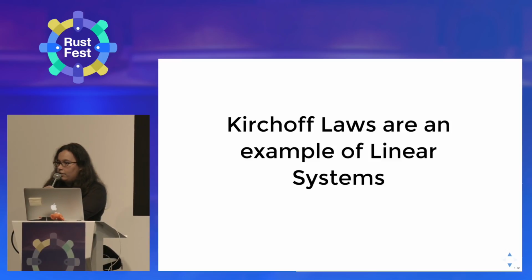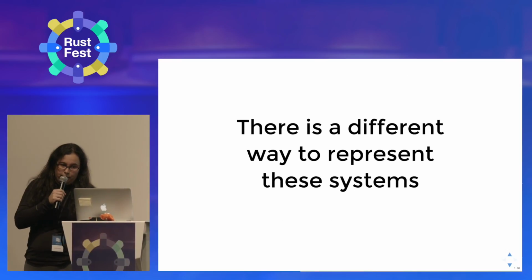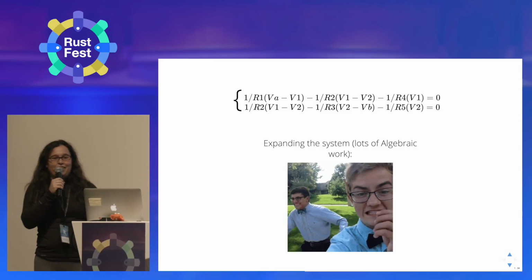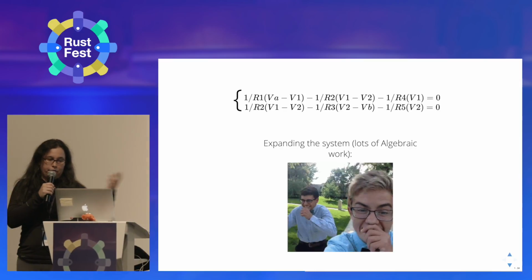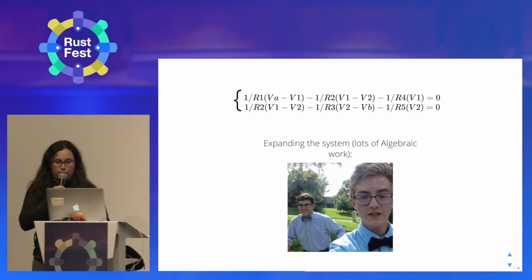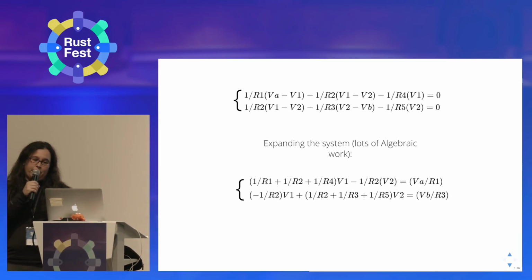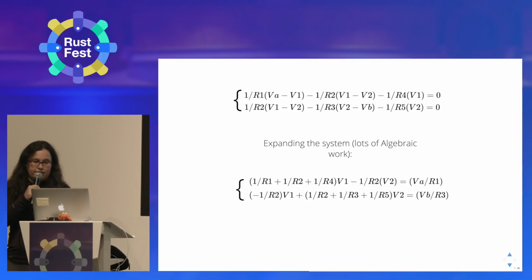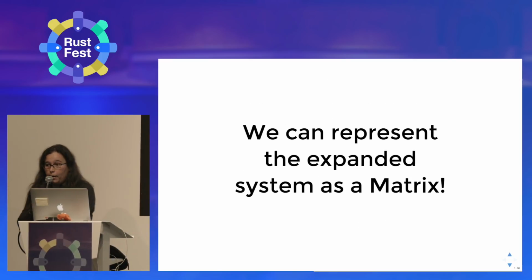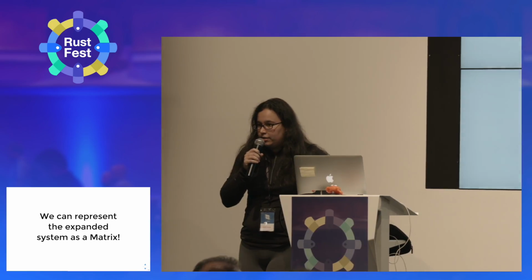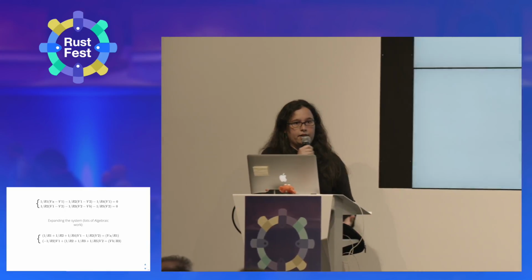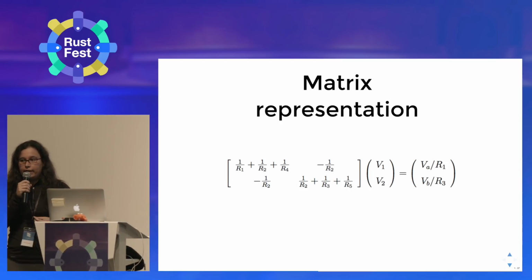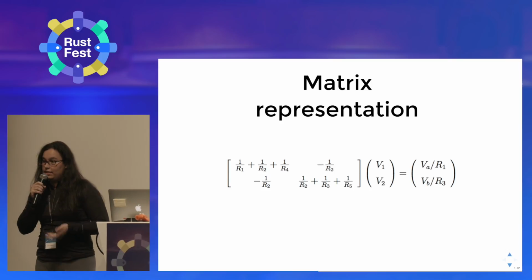And Kirchhoff laws are an example of what we call linear systems. For example, this is a linear system. You have a bunch of equations, and you have to resolve these equations, find a value for every variable that you have involved in the system. So you can do some algebraic work and figure out the values for the resistance 1, 2, and so on. But for linear systems, there is an alternative representation rather than this one with the curly brackets, we can represent them as a matrix. And there are lots of advantages of representing linear systems as matrices.